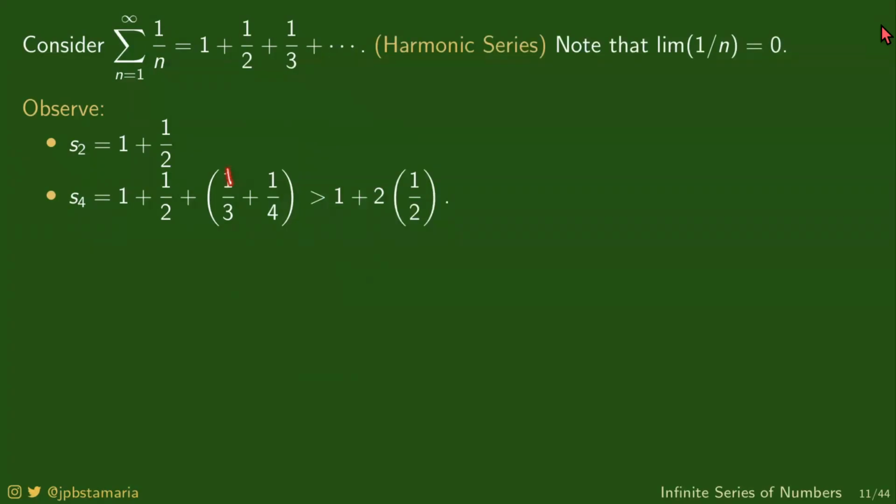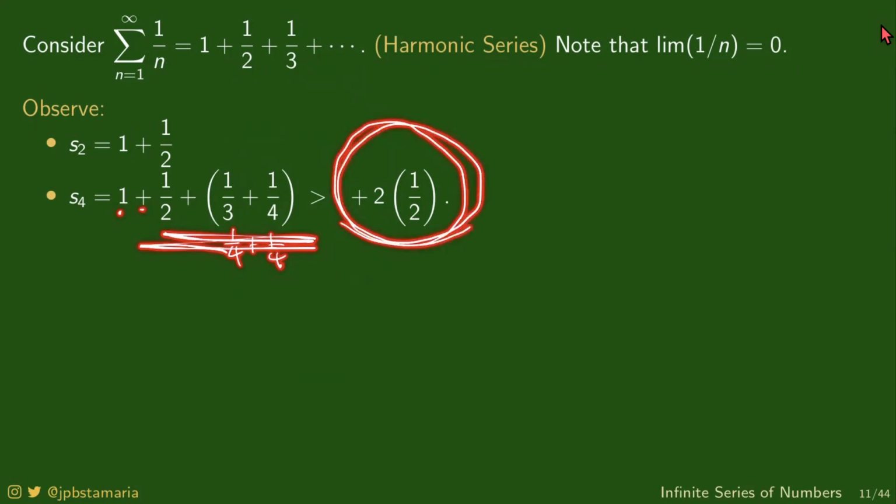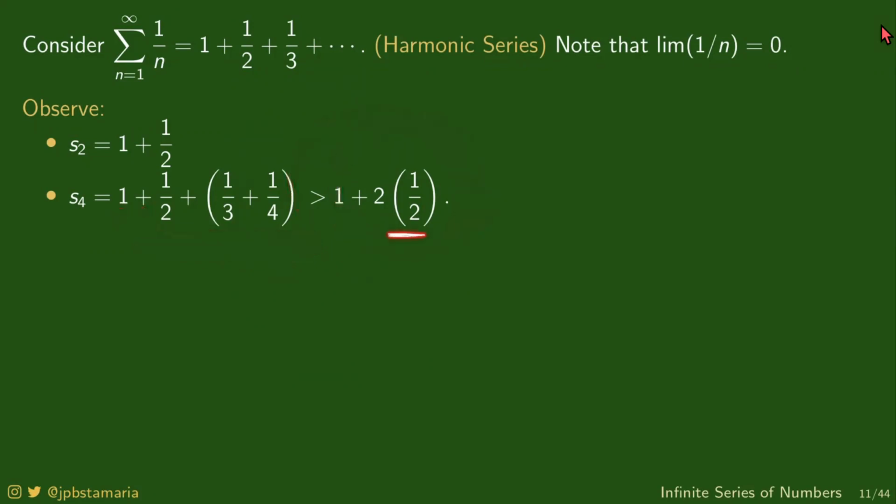In fact, anong nangyari dito? Pag pinalitan ko yung 1/3 ng 1/4, magkakaroon akong 1/4 plus 1/4. At pag inad mo yung 1/4 plus 1/4, ano yun? 1/2 yun. Kaya meron ka ng 1 plus dalawang 1/2. Dalawa na yung 1/2 mo. Ito na yun. Okay? Yan yung dalawang 1/2.